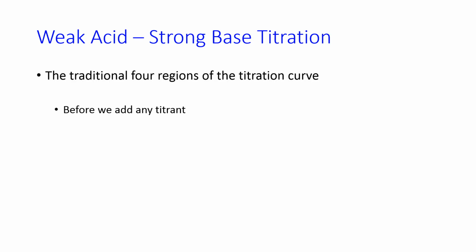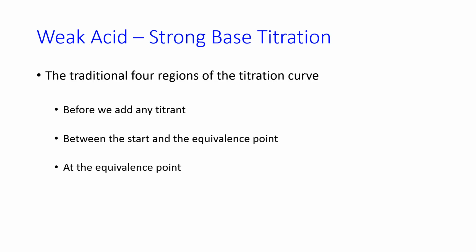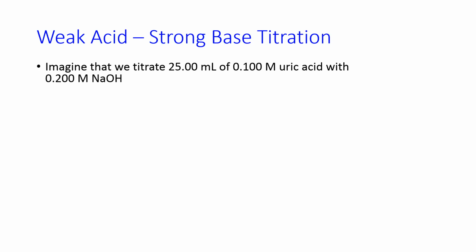First one being before we add any titrant, just a point, not really a region. Second one being between the start of the titration and the equivalence point. Third region being at the equivalence point, and then the fourth excess titrant being present. So let's walk through a problem.